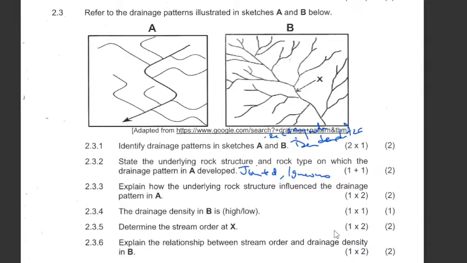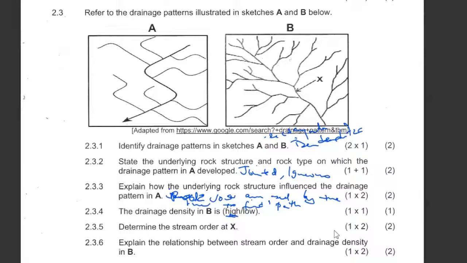Explain how the underlying rock structure influences the pattern. Rock structure, rock joints are used by the river to find the path. The drainage density at B is high or low? The answer is high.